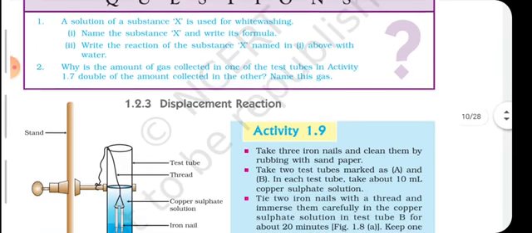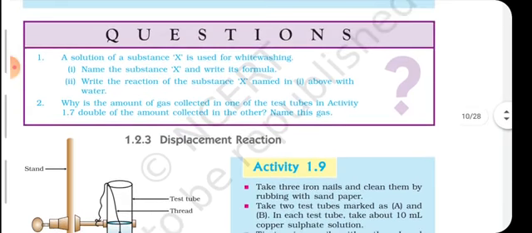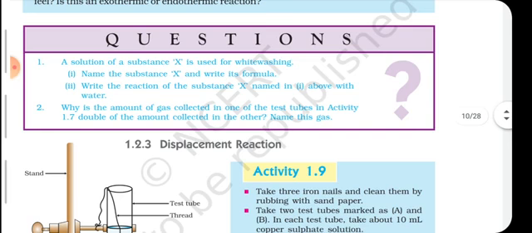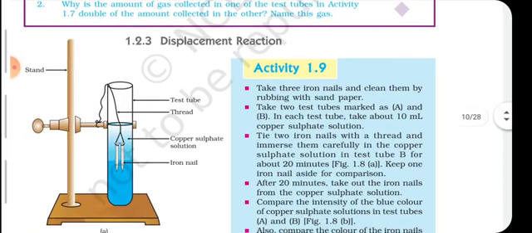The next thing you need to remember is the substance that is used for whitewashing of walls and clothes, that is calcium oxide, CaO.